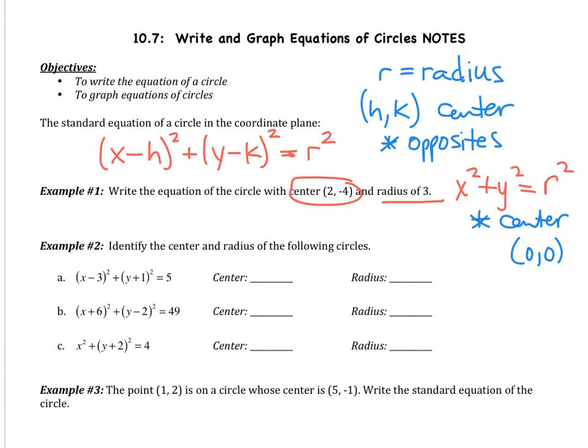So all I'm going to do is say (x minus 2), because it's a plus 2 in parentheses, squared, plus (y plus 4) squared. I'm using plus 4 because the center has a negative 4. And then equals r squared. Since r is equal to 3 up here, 3 squared is 9. And I'm done. So all I'm doing is going opposite, opposite, square.